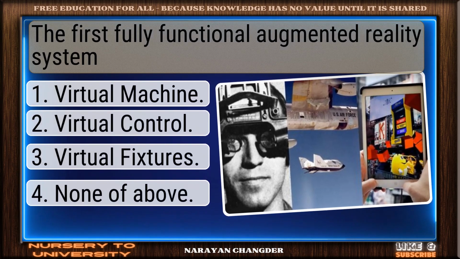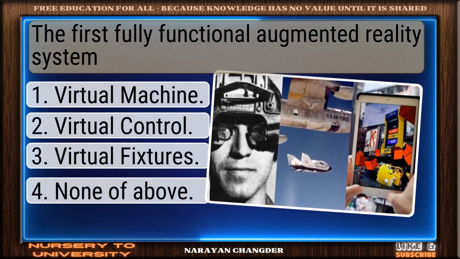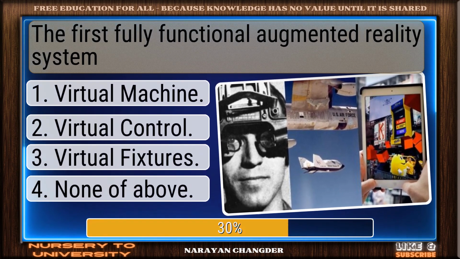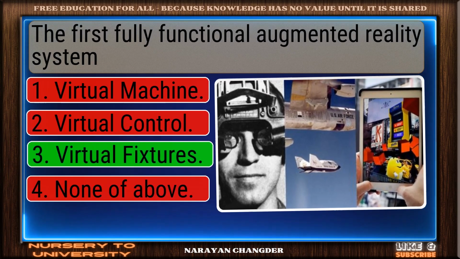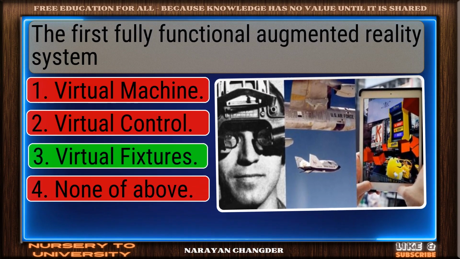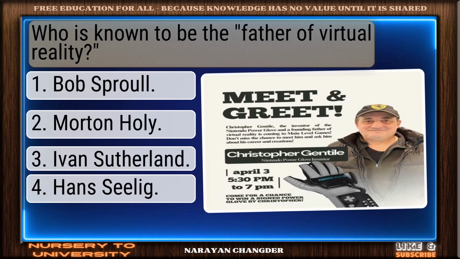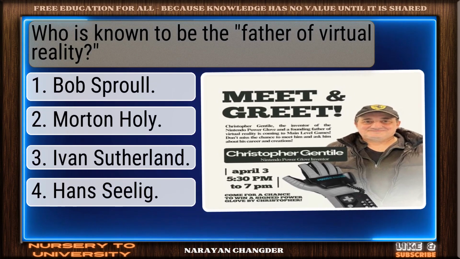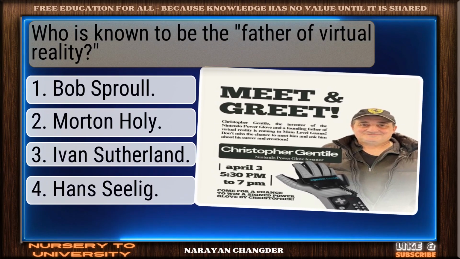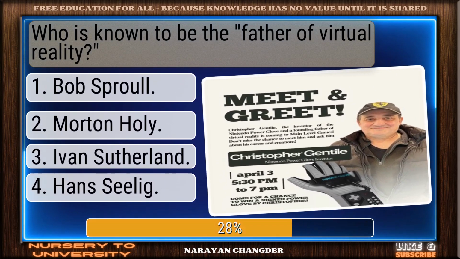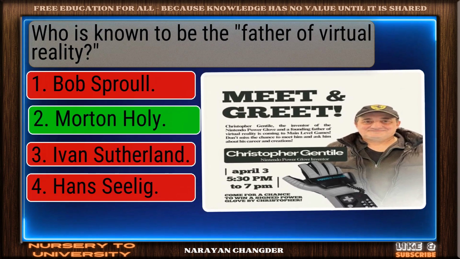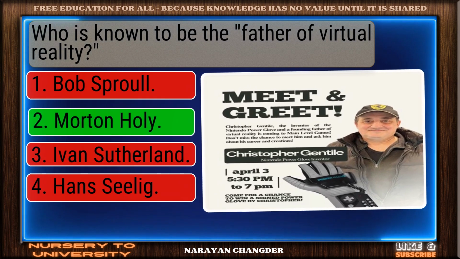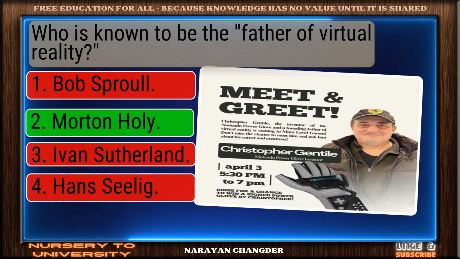Question number 51. The first fully functional augmented reality system. Good thinking. Virtual fixtures is the right answer. Question number 52. Who is known to be the father of virtual reality? Strong choice. Morton Heilig is the right answer.